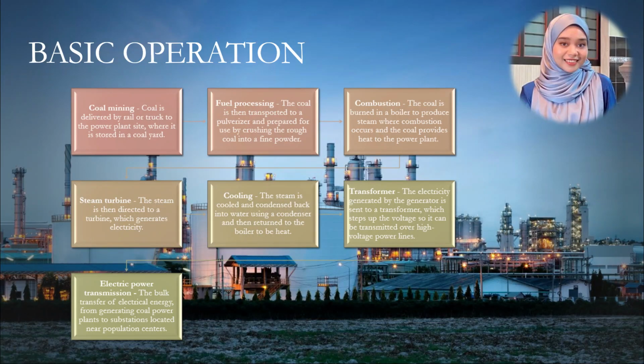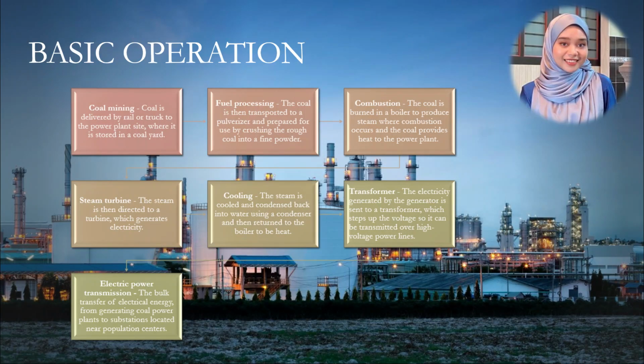First, coal mining. Coal is delivered by rail or truck to the power plant site where it is stored in a coal yard. Next, fuel processing. The coal is then transported to a pulverizer and prepared for use by crushing the raw coal into a fine powder. After that, combustion. The coal is burned in a boiler to produce steam, where combustion occurs and the coal provides heat to the power plant.